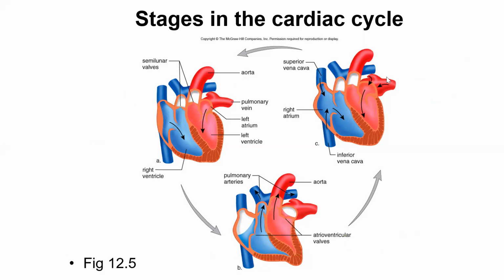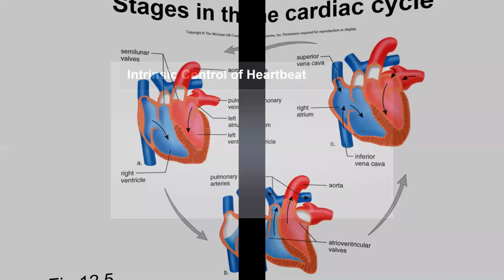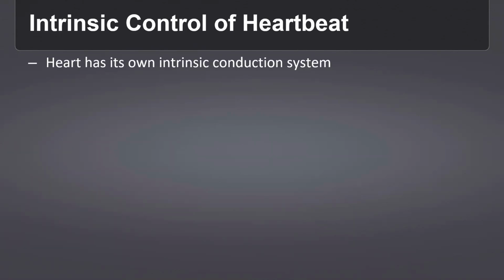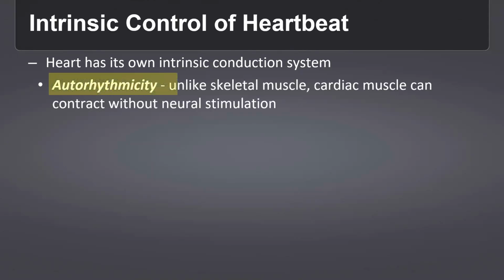Okay, on the next slide, this is where we're going to talk about what controls the heart to make it beat. Because you may know about this already, or maybe you don't. Maybe you think that the heart only beats because the brain sends it signals. That's not actually true, because the heart will beat on its own. It's got this thing called autorhythmicity, a six-syllable word that describes that your heart doesn't need stimulation from the brain or signals sent from the brain in order to beat. It's got its own intrinsic conduction system. And like Ed said, it's called autorhythmicity.